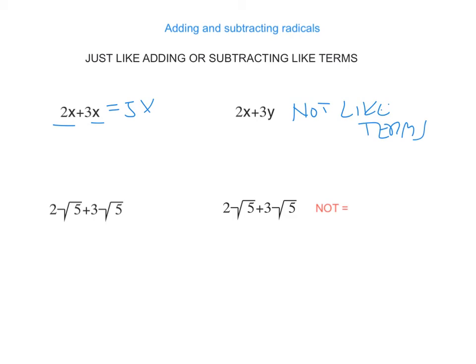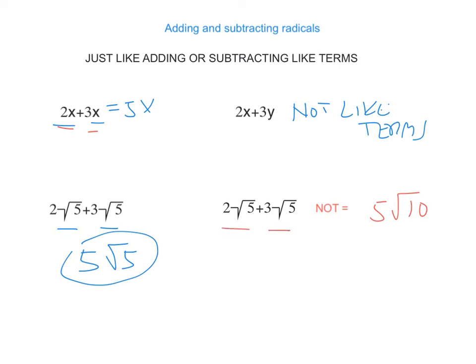If I have 2 radical 5 plus 3 radical 5, hey, these are like radicals. I can combine this. So 2 radical 5 plus 3 radical 5 gives you 5 radical 5. It's pretty important to note that 2 radical 5 plus 3 radical 5 does not give you 5 radical 10. Just like when we added 2x and 3x, it wasn't equal to 5x squared. It was equal to 5x. 2 radical 5 plus 3 radical 5 adds up to give you 5 radical 5.